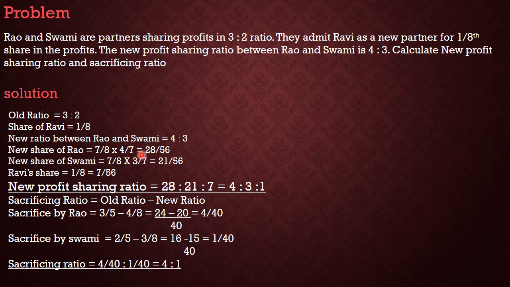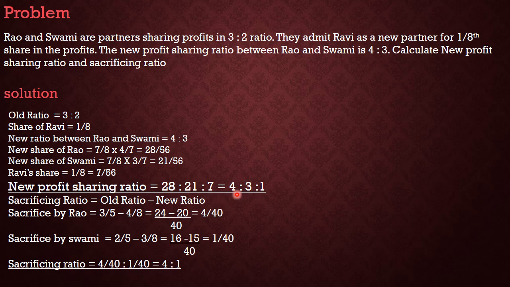New share of Swami is 7 by 8 into 3 by 7. 3 by 7 is the new share of Swami. So that is equal to 21 by 56. Ravi's share, we know that it is 1 by 8, that is equal to 7 by 56. So new profit sharing ratio is equal to 28 is to 21 is to 7, that is equal to 4 is to 3 is to 1.